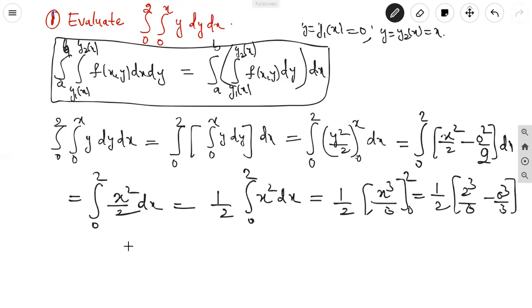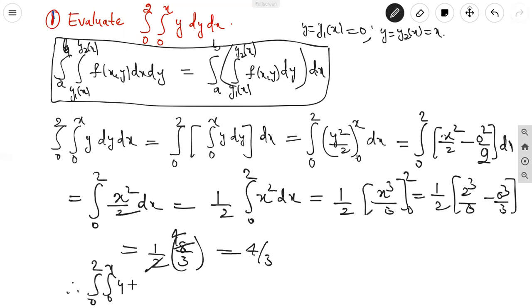That is equal to 1 by 2, 2 cube by 3 minus 0 cube by 3, which is 1 by 2, 2 cubed is 8, 8 by 3, minus 0 is 8 by 3. 2 ones are 2, 2 fours are 8. It is equal to 4 by 3. Therefore, integral 0 to 2, integral 0 to x, y dy dx equal to 4 by 3 is the answer.